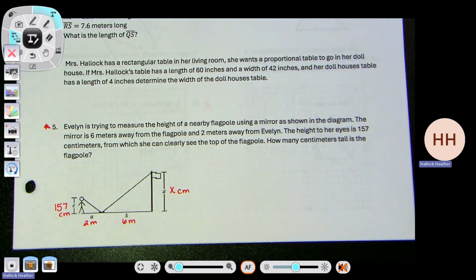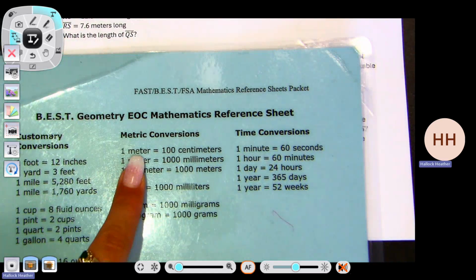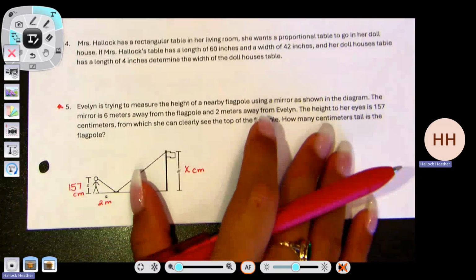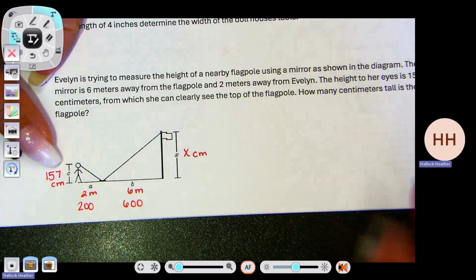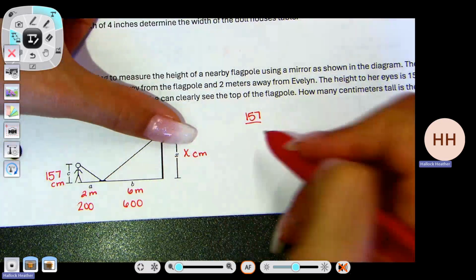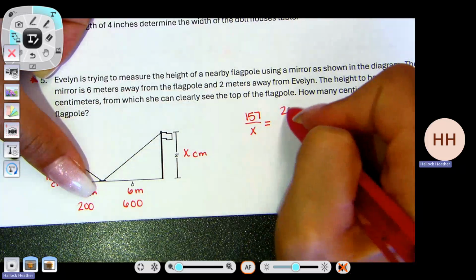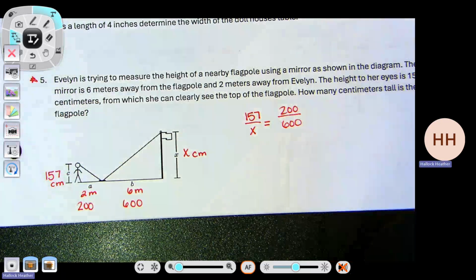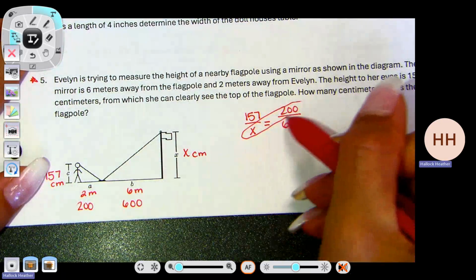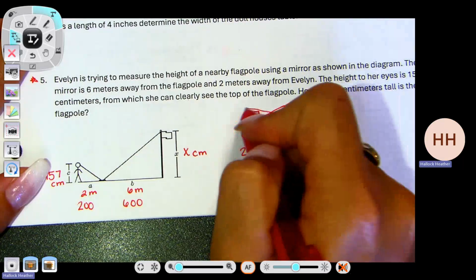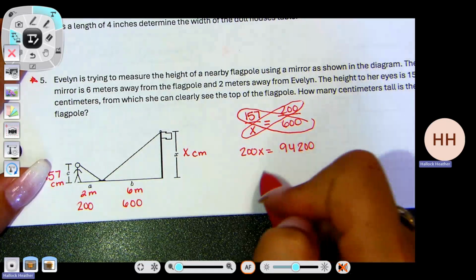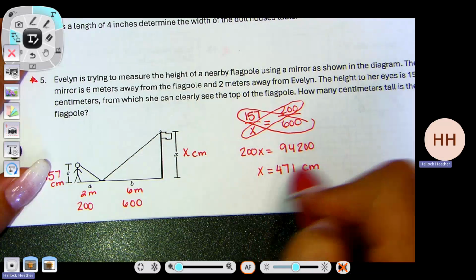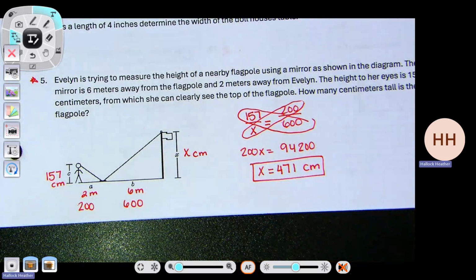So on your reference sheet for geometry, they give you the reference. So it says 1 meter is 100 centimeters. So if I have 2 meters, that's going to be 200 centimeters and 600 centimeters. So something on the small would be like 157. If I pick 157 first, that matches with X on the big triangle. Then I have 200, and that matches with 600. I'm going to cross multiply. So 200 times X is 200X. 600 times 157 is 94,200. If I divide by 200, X is 471 centimeters. So this is exactly what we've been doing. It just looks a little different because you have to draw it out, because when in doubt, draw it out.